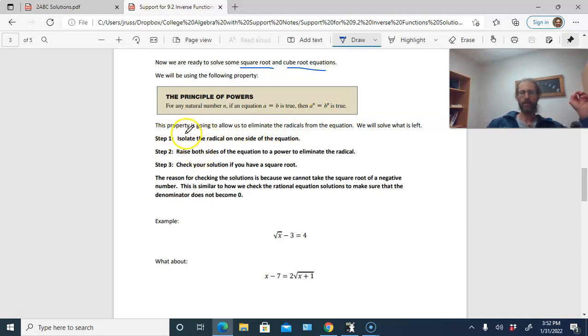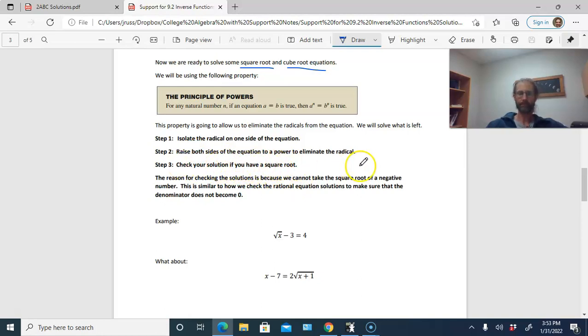Alright, so these are the steps. It says, step number 1, we want to isolate the radical on one side of the equation. So in other words, we want to get the radical by itself. So get the square root or the cube root by itself, whatever the case is. Step number 2, raise both sides of the equation to a power to eliminate the radical. So what happens here, guys, is if we're trying to get rid of a square root, we square both sides of the equation. And if we're trying to get rid of a cube root, then we cube both sides of the equation. And then the last step is you want to check your solution again.